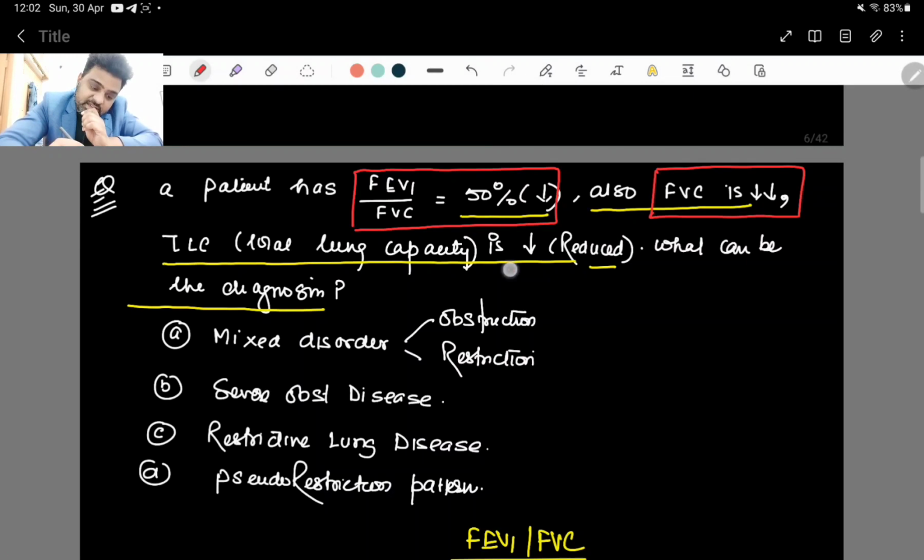So now what if TLC is reduced? That means this patient has a mixed disorder. This will be the answer. Okay, so this is a very good question.